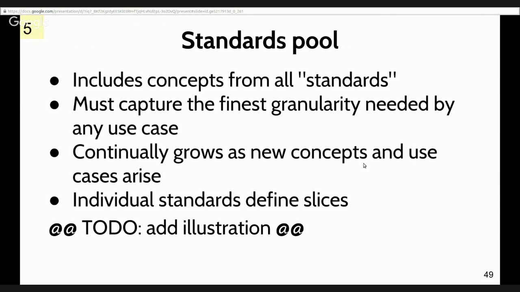Then when you view it as a pool of all of these concepts, you can think of an individual standard as being a slice through this pool.